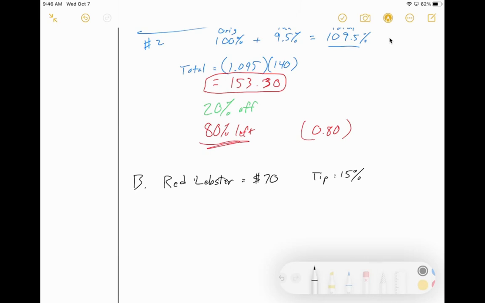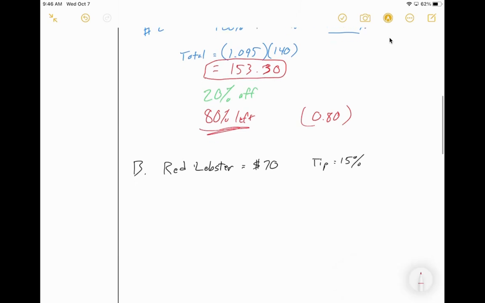Okay, I'm going to do this 2 different ways so you guys see it. First way, let's find the tip, just the tip, and then we'll add it on. Here we go. 15 over 100 is equal to P over 70. Or some of you might do it this way and say 0.15 times 70. Either way, you'll get the same thing. So this is for the tip.